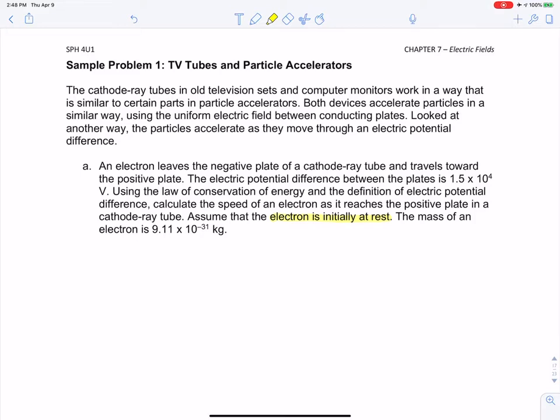So let's write down what we know. Since we're dealing with an electron, we know the charge on the electron is negative 1.6 times 10 to the power of negative 19 coulombs. The mass of the electron is 9.11 times 10 to the power of negative 31 kilograms. We know that the potential difference is 1.5 times 10 to the power of 4 volts. And we want to calculate the final speed of the electron.